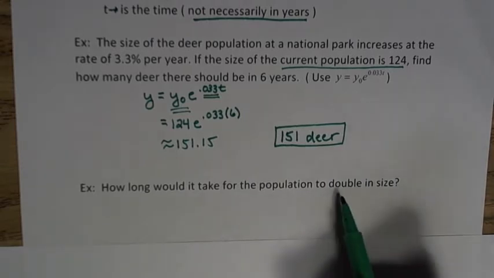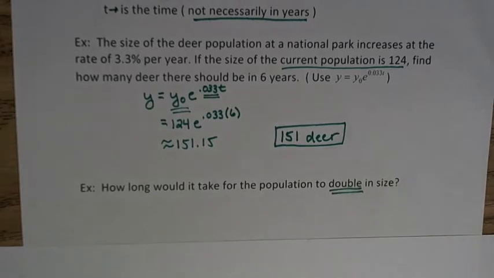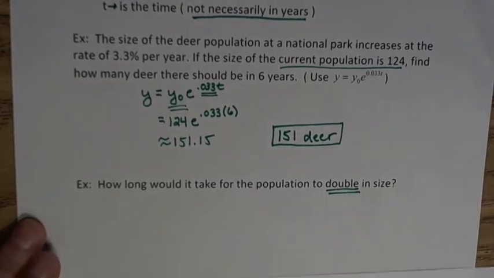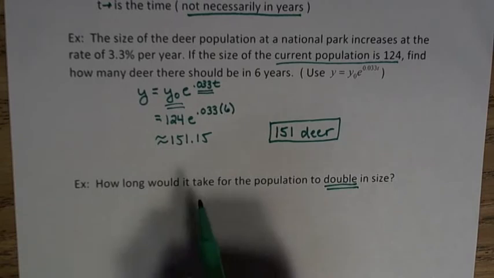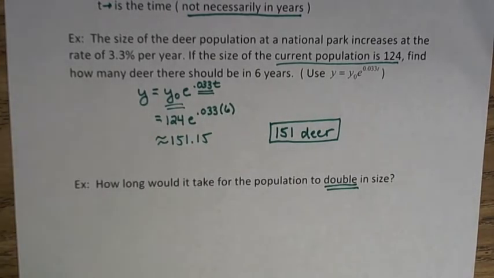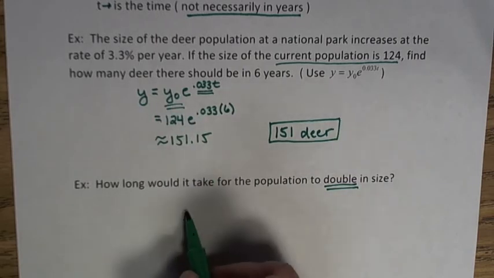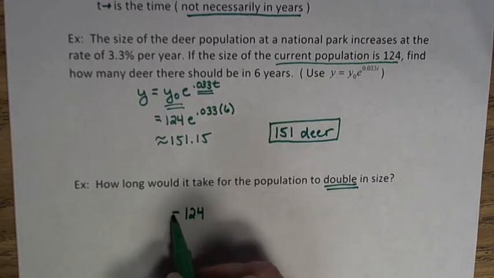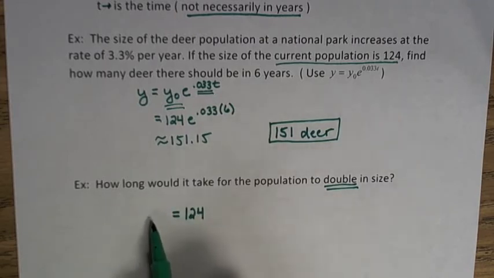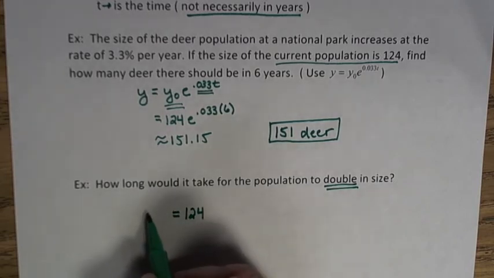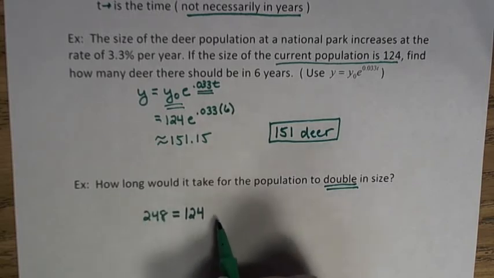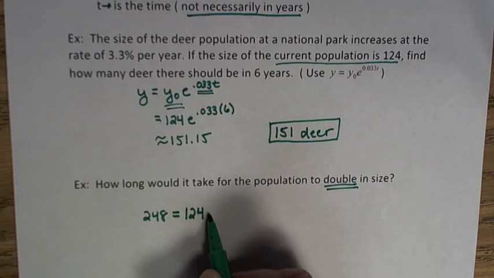Now, in the last video, we talked about what doubling referred to, so we're kind of bringing that back into play here. So again, I am looking at this particular scenario and this particular equation. So remember, my initial or current population is 124. If it doubles, what will my y value be? Well, it's twice 124, or 248. So 248 is equal to 124.